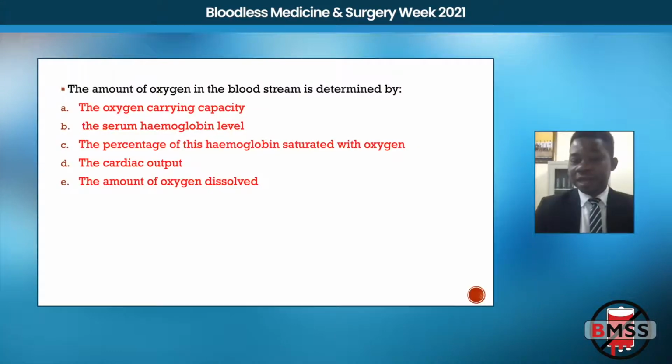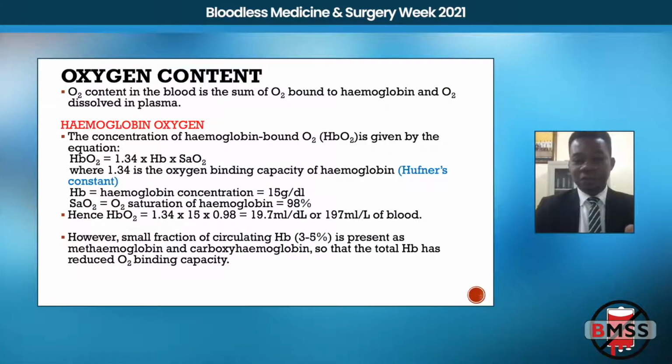Those are some of the factors that can actually influence the amount of oxygen in the blood. Let's talk a little bit about the mathematical explanation. Understanding these aspects will help us to really understand what quantity of oxygen we really need.